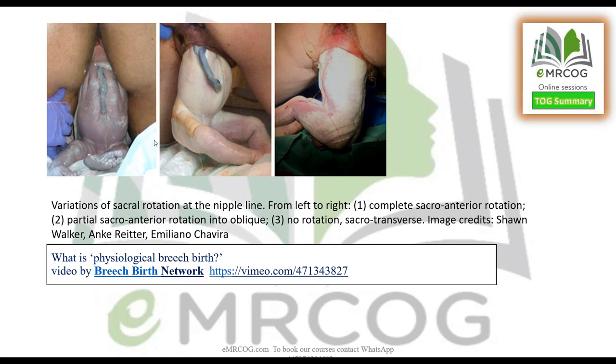So can you see the picture when there is no rotation and sacrotransverse? The baby stayed in this position. After here is the baby's nipple. Can you see the baby's nipple? The baby's nipple passed and no rotation happened. It's still in the sacrotransverse. What shall I do?